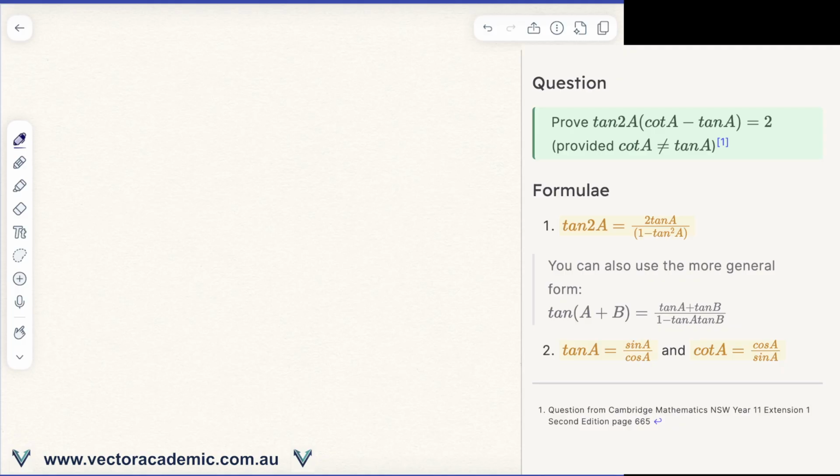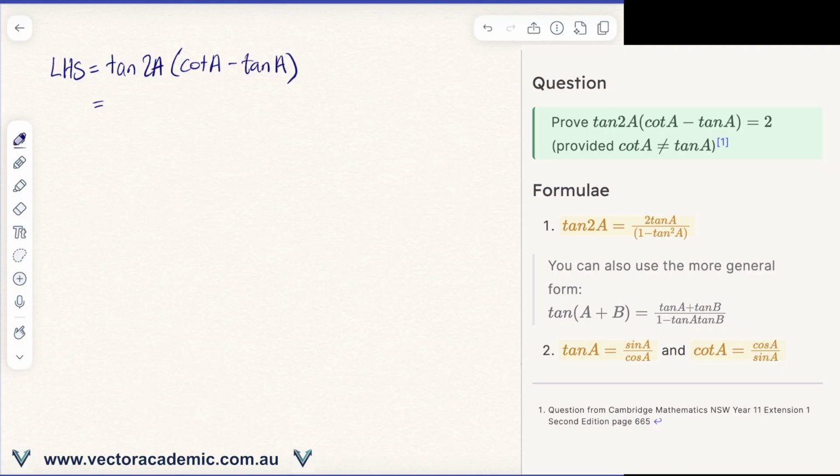So the question starts off with prove. That means we're going to start off by saying the left-hand side equals, and by the end, hopefully we'll have something which equals the right-hand side. So tan 2A over cot A minus tan A. At this point, we notice that there's a little caveat at the end, provided cot A is not equal to tan A, because then obviously this expression would resolve to be 0 instead of 2, so it wouldn't work. So let's keep going.